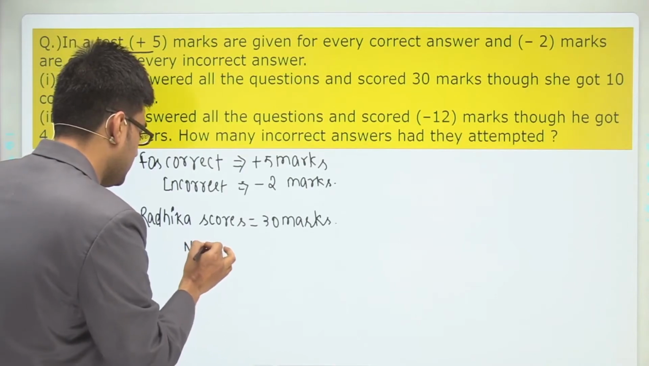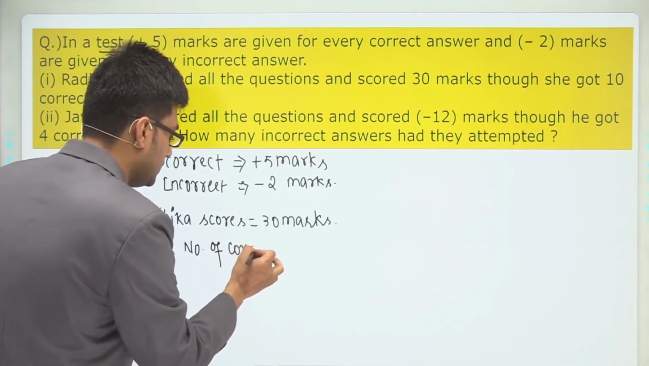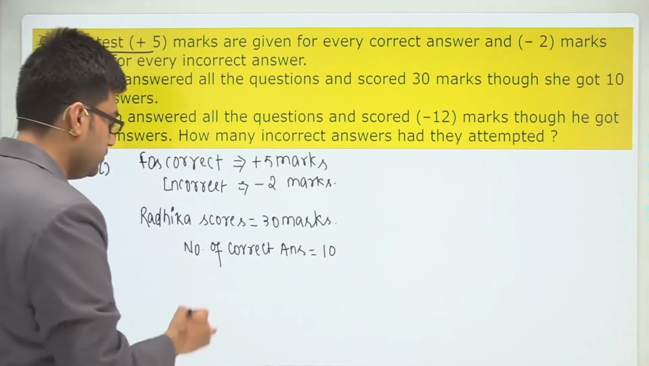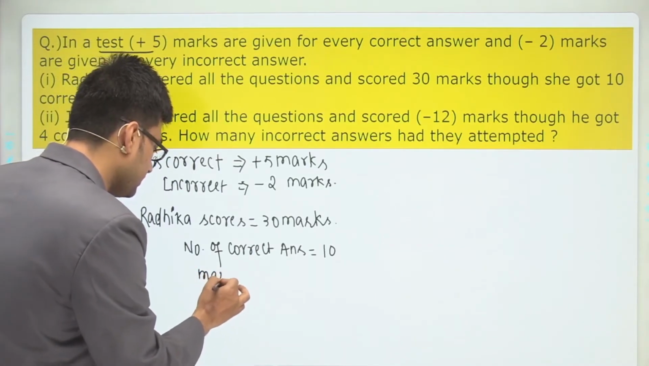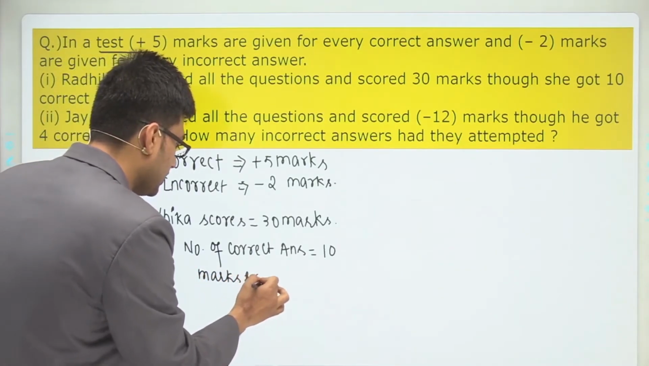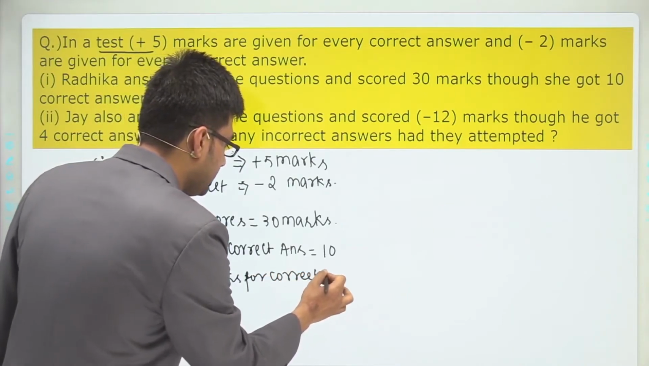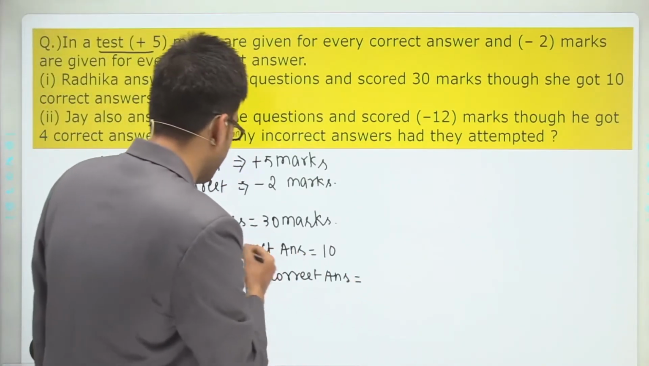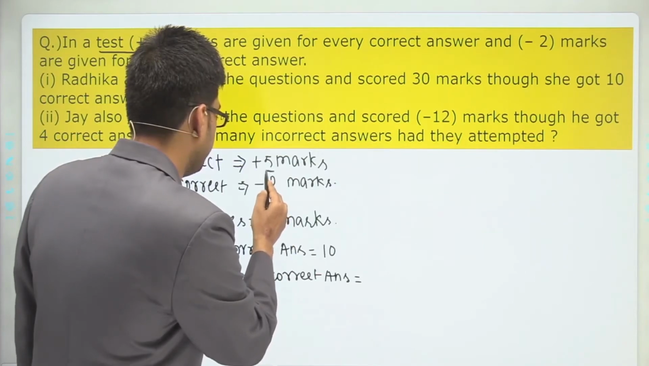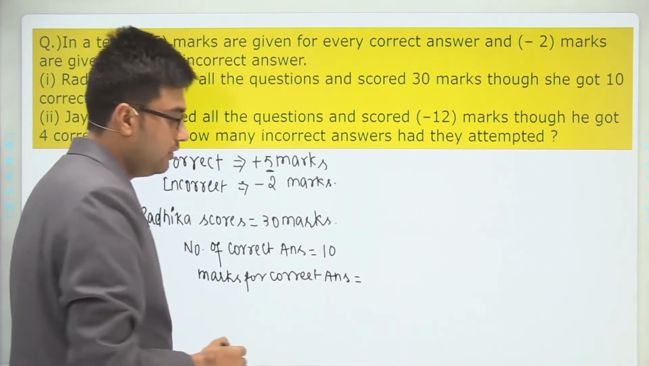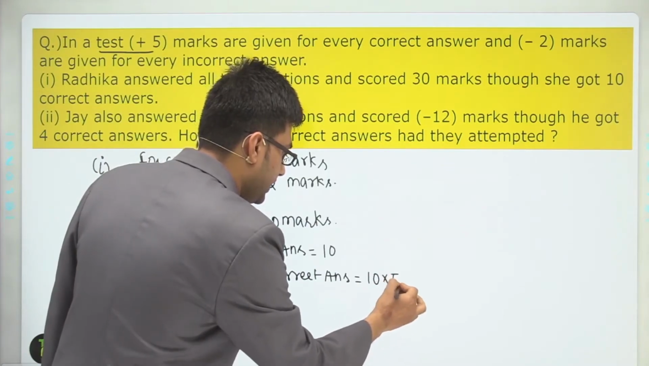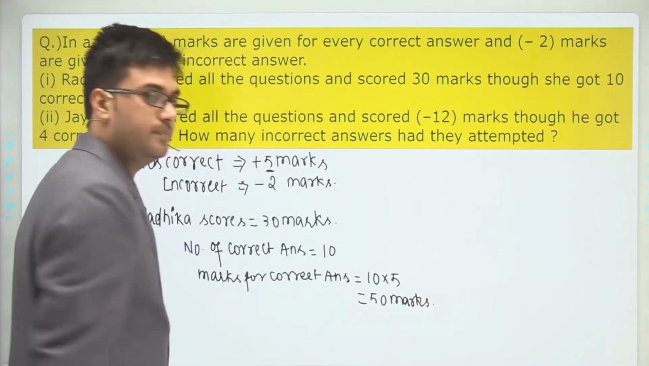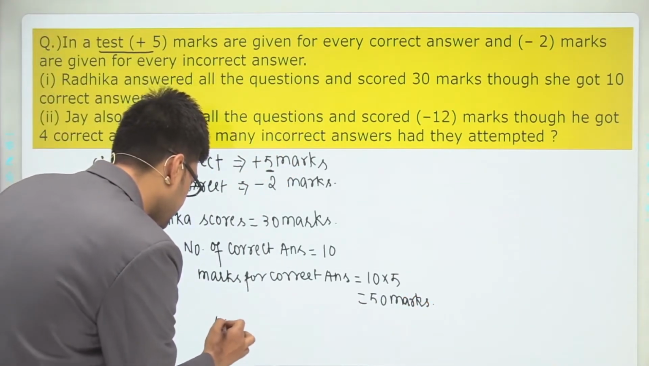Number of correct answers is 10. So students, marks for correct answer is equal to what? For one correct answer, she will get 5. So for the 10, she will get 10 multiplied by 5, that is 50 marks. Clear?